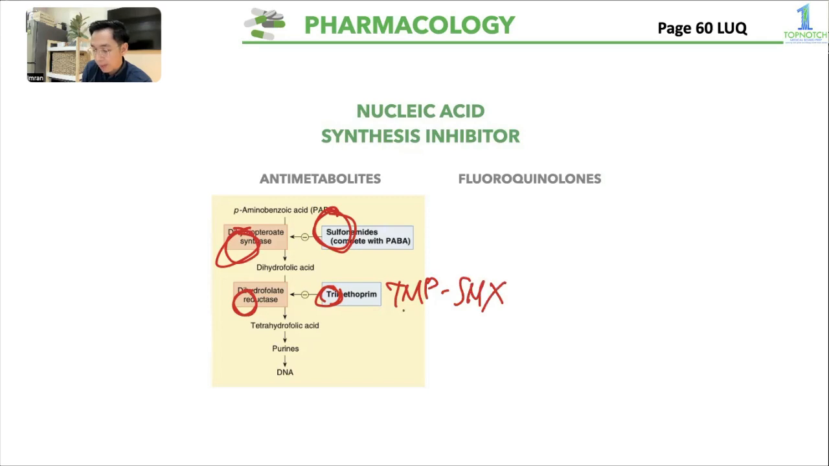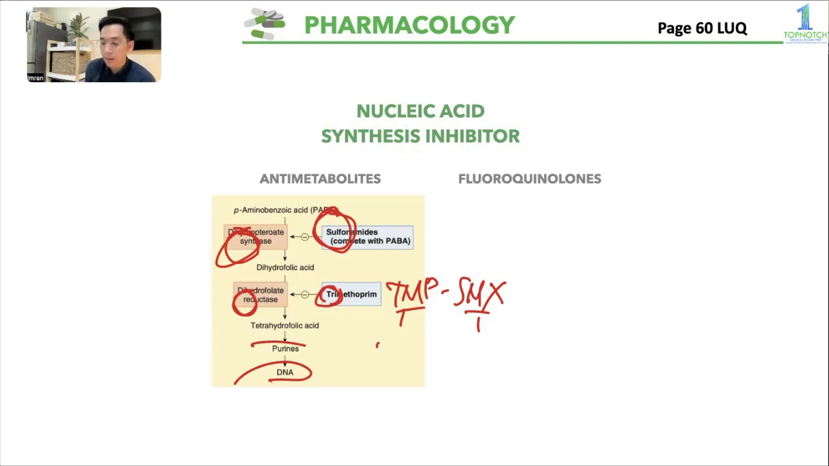SMX. Okay? Alone, pag ginamit mo yung mga drug na yan, they are only bacteriostatic. Pero when you give them together because you block the sequential step in the production of your purines, no, ang nangyayari ay nagiging bactericidal din siya. Okay? So, that's how they inhibit yung proliferation ng bacteria. Kasi DNA na yung inapektuhan mo eh. Tinanggalan mo sila ng purine. Mamamatay ngayon yung bacteria kasi wala siyang way to replicate, no?